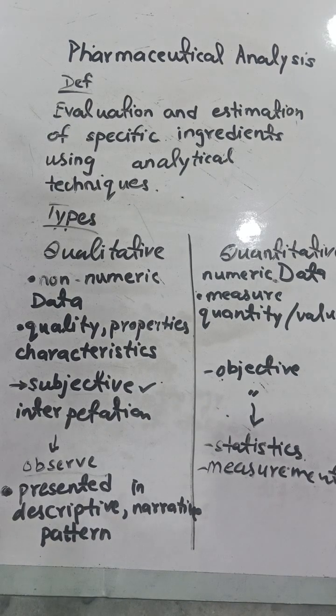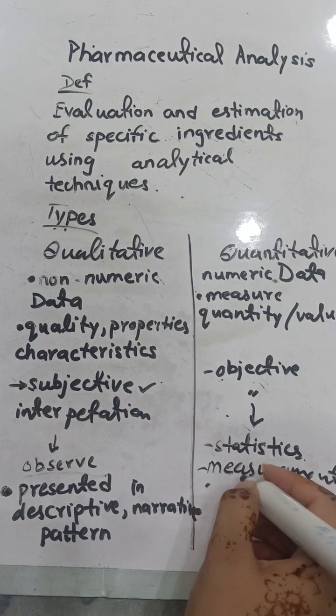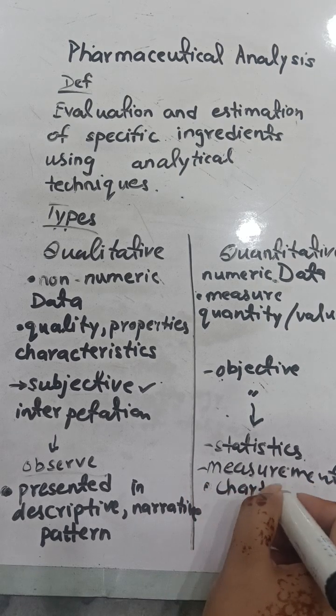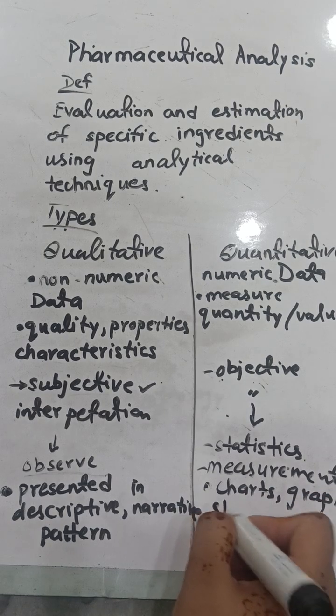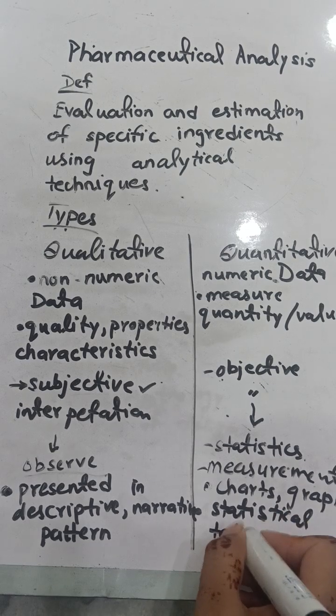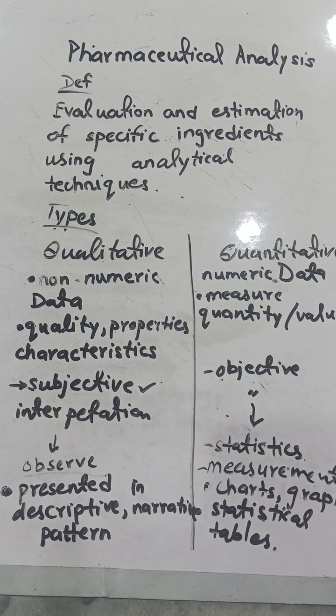Descriptive means describing something. Because it has the observation, it has the long paragraph on it. The qualitative one has long paragraphs, while the quantitative one doesn't have paragraphs in it. It is presented in the form of charts, graphs, and statistical tables. So in this form you will see our quantitative pharmaceutical analysis. So this was the difference between them.